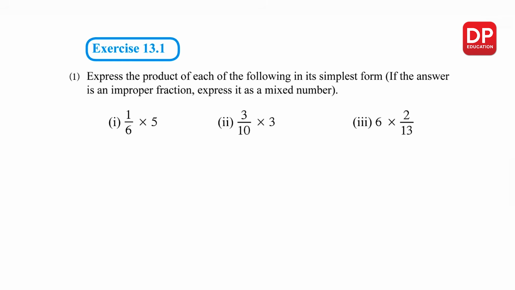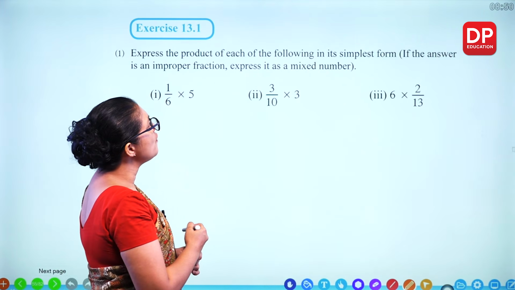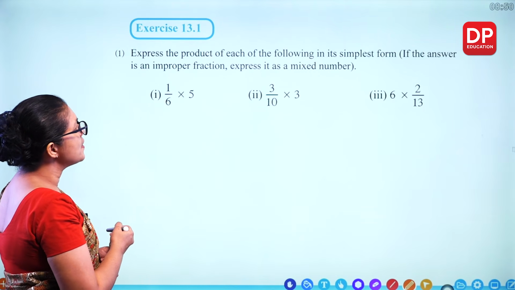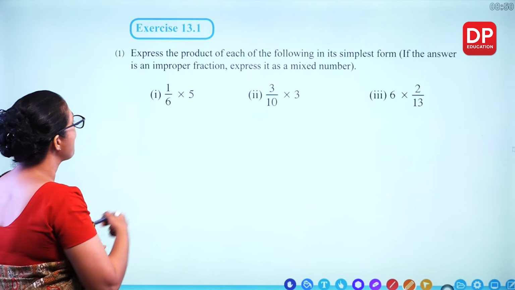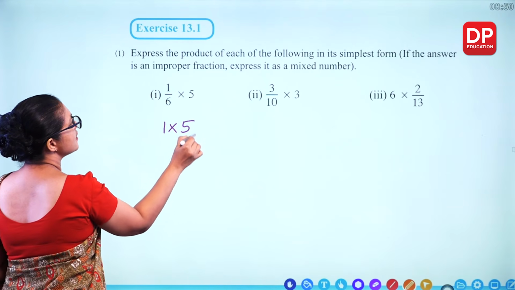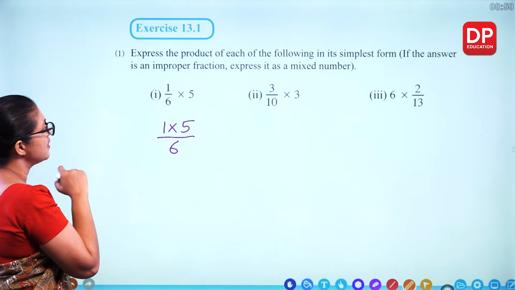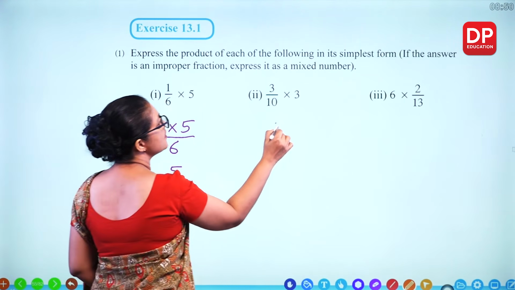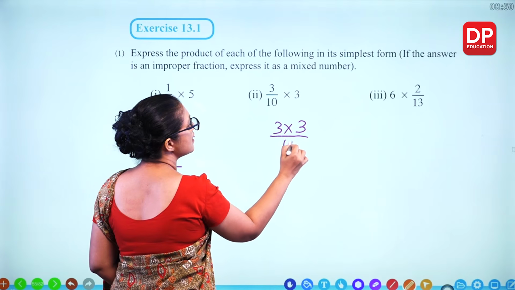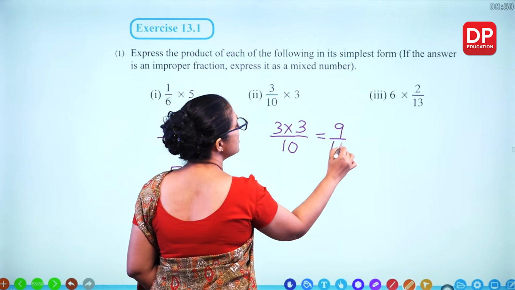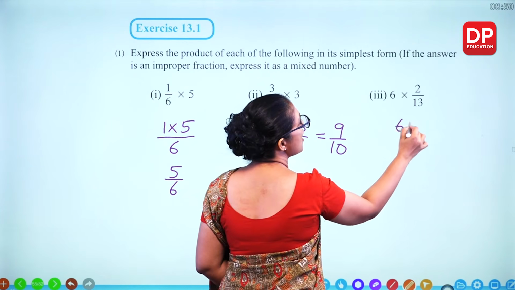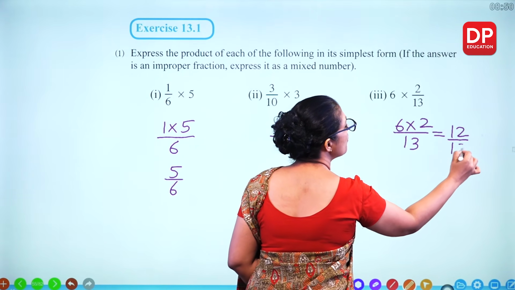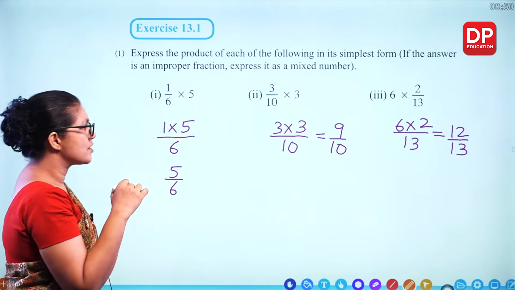Exercise 13.1. Express the product of each of the following in its simplest form. If the answer is an improper fraction, express it as a mixed number. So multiply the numerators. You get here 6. 5 times 1, 5. 5/6. Here 3 times 3/10. You get 9/10. 6 times 2/13. 6 times 2, 12. 12/13. All are proper fractions.